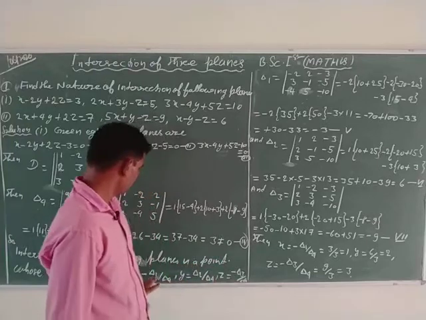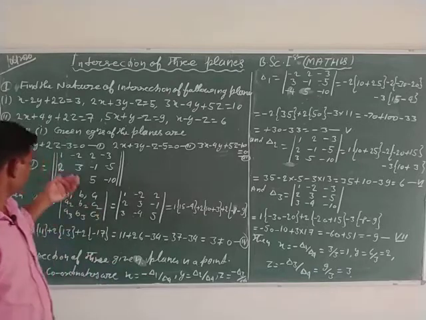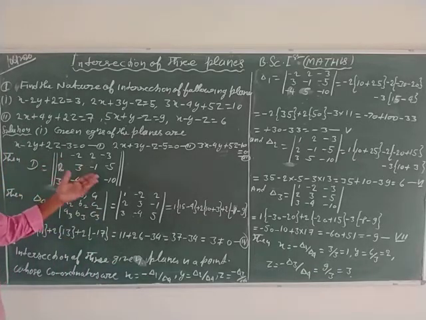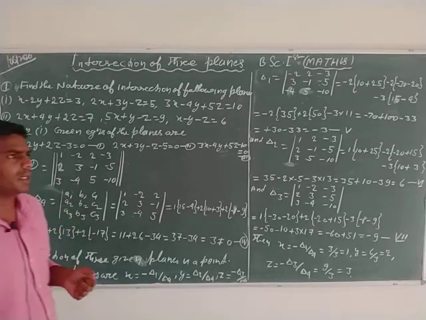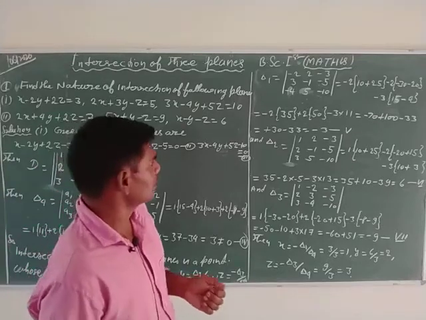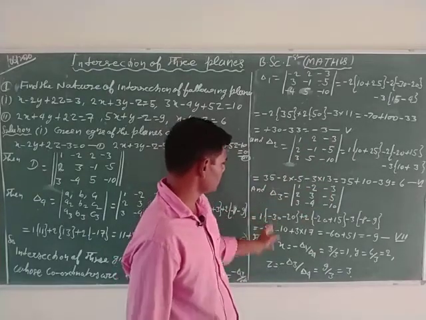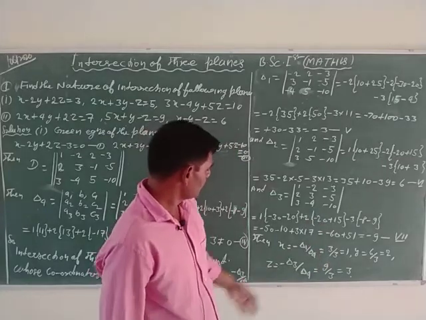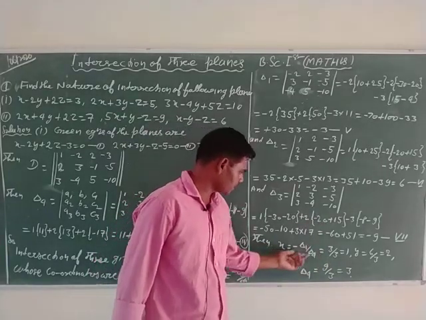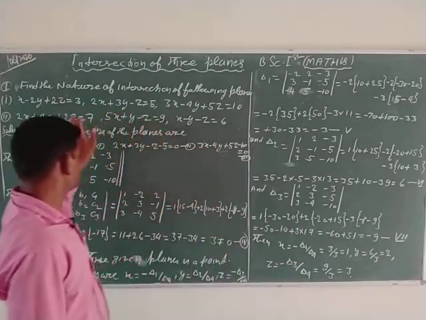For this, calculate the values of delta 1, delta 2, delta 3. Delta 1: eliminate the first column, so taking the first, second, third in determinant form is called delta 1. Similarly, you can find the values of delta 2, delta 3. So delta 1 is equal to minus 3, delta 2 is equal to 6, delta 3 is equal to minus 9. Putting these values in the formula, the intersecting point coordinates are found. This is the complete solution of the first part of the question.